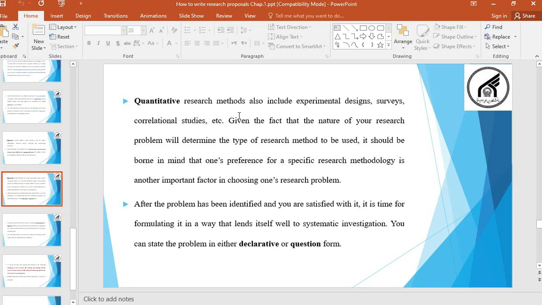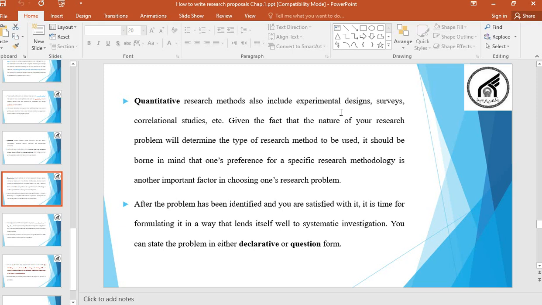In quantitative research methods also, they include experimental design, surveys, correlational studies. You may give, for example, some questionnaires to a group of students, in order to see what they believe about a particular construct or issue, and then compare that construct with the other issues, or find the correlation between two constructs, for example.